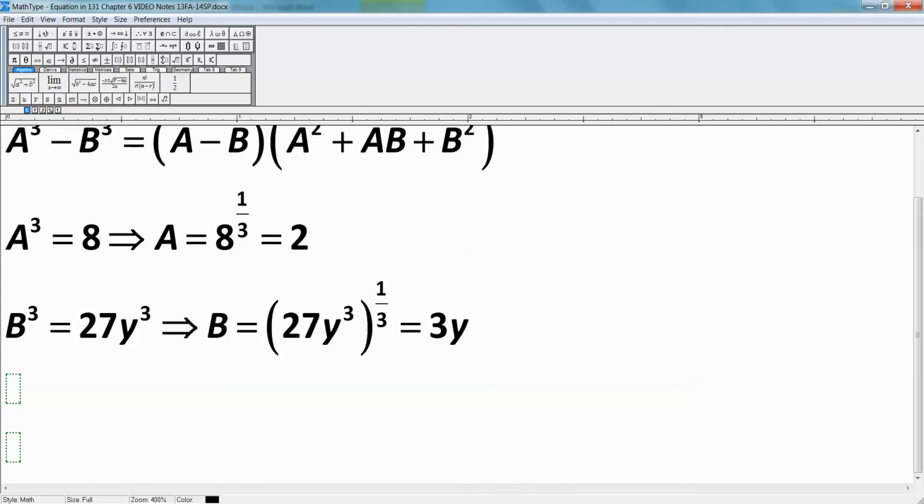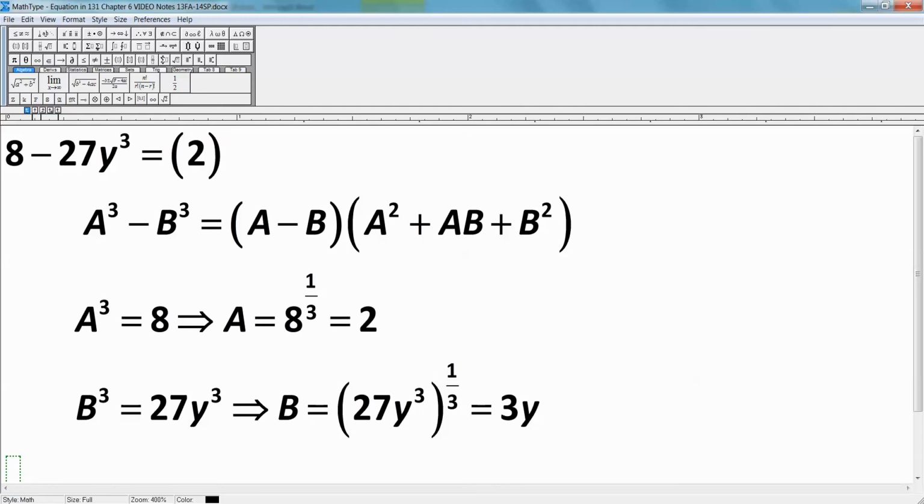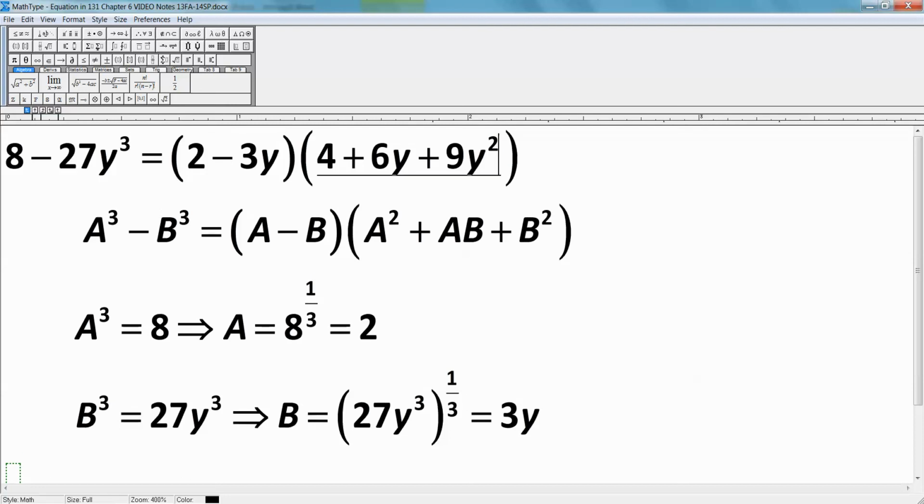Okay, so now I'm going to substitute in the formula. Hold on one sec. Okay, so matter of fact, I'm just going to do it right up here. So this is going to be 2 take away 3y, and then it's going to be parentheses 2 squared, that's 4, plus 2 times 3, that makes 6y, plus, and here's the hard part, you've got to square all of b. So you want to take 3 times 3, that's 9. So it's 9y squared. And all the work for it's down below. But that's how it's going to happen.